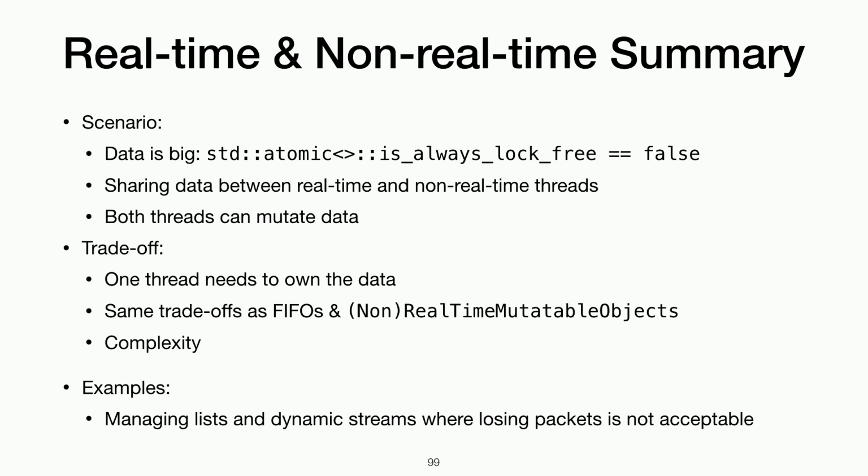So as a summary, you use this sort of design pattern. There's nothing in farbot because I think it's very specific to your use case. It's very hard to abstract to all use cases, but you use it when, again, your data is so big that you can't atomically share it. You're sharing between real-time and non-real-time threads, and all of them are mutating. The trade-off is really that that's just not possible in an easy way. You need to nominate one thread to do the changes and then defer all of those changes to that thread. So you're going to have the same trade-offs as the FIFO and the non-real-time mutatable or real-time mutatable object, depending on who you nominate to do those changes, either the real-time or non-real-time thread.